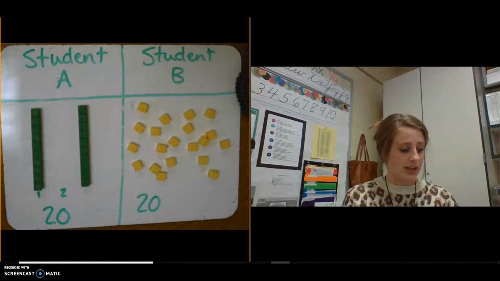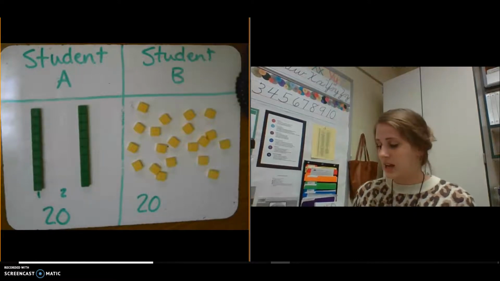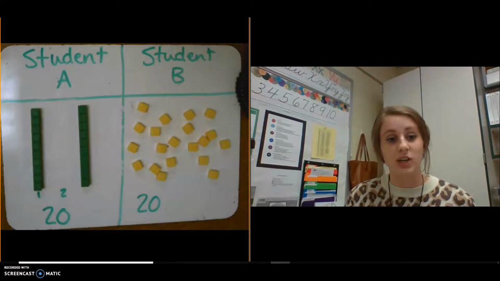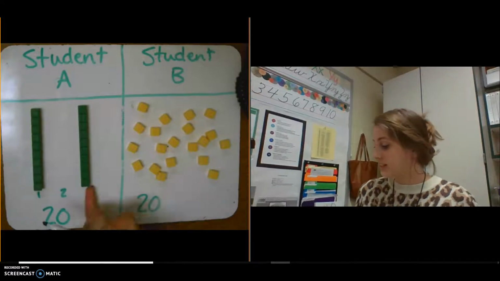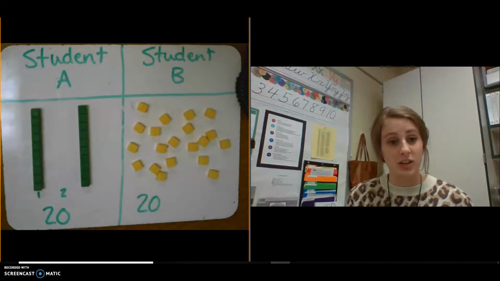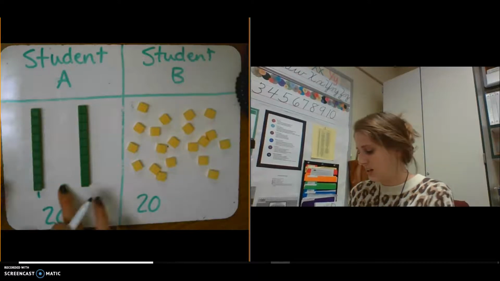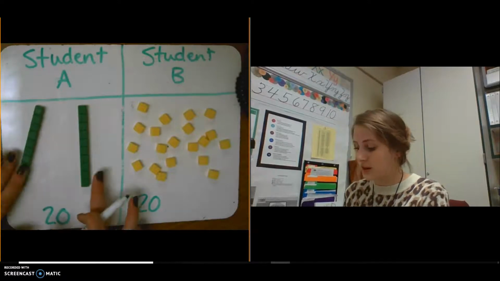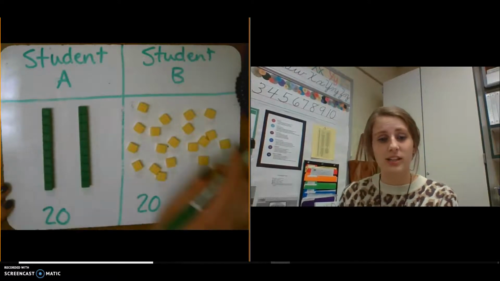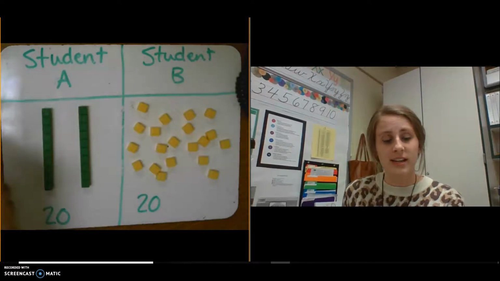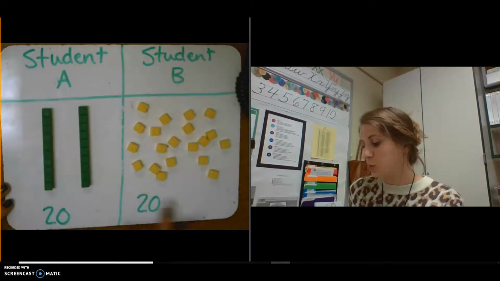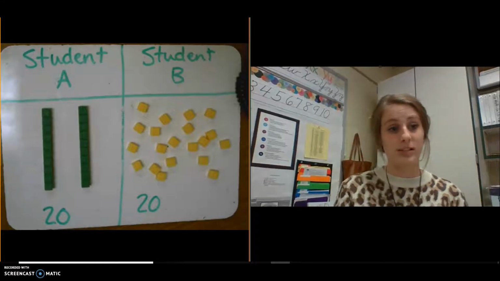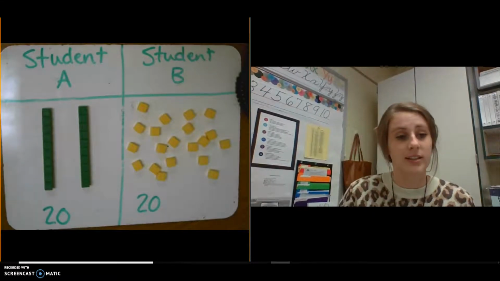Now, I want you to think, is there a way that student A and student B could share their 10 sticks and their ones cubes and still come up with the number 20? So I want you to pause the video and think for a minute. How could they share all of these and still each have 20? So go ahead and pause the video and think about your answer.